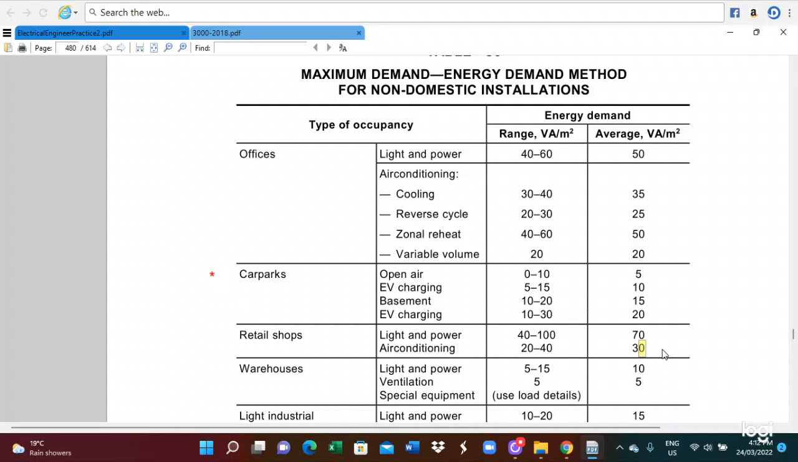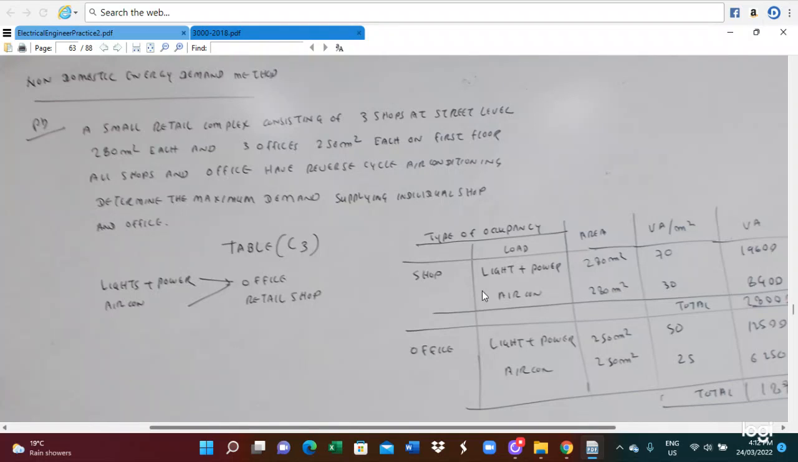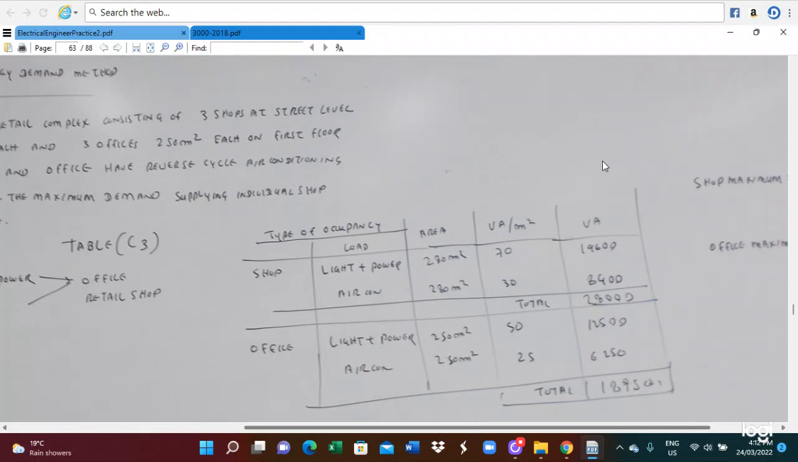In this problem, we refer to this as raw data, and we substitute the data here. For the shop, light and power, the dimension is 280 square meters, multiplied by 70, which gives 19600 volt-amperes. For the air conditioning, the dimension is 280 square meters and 30 volt-amperes per square meter, so we multiply 30 by 280 and get 8400.